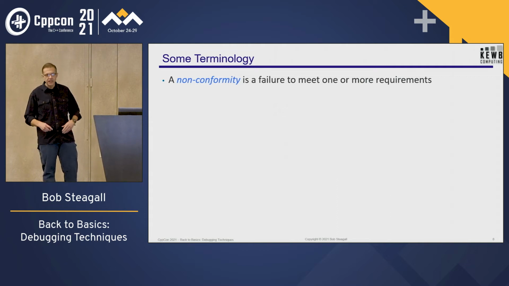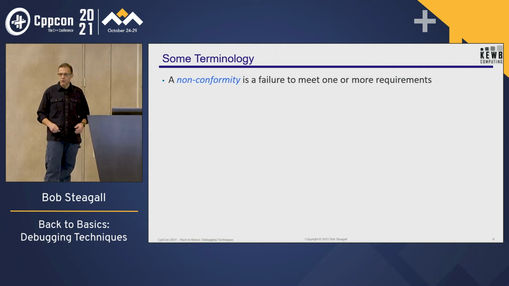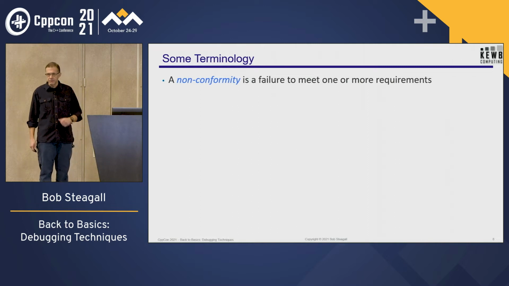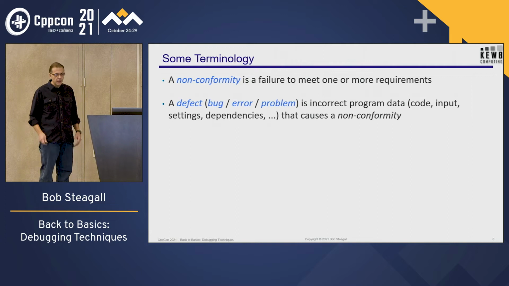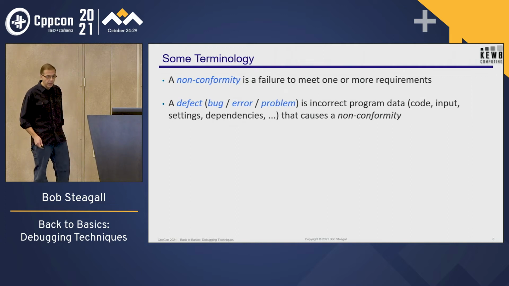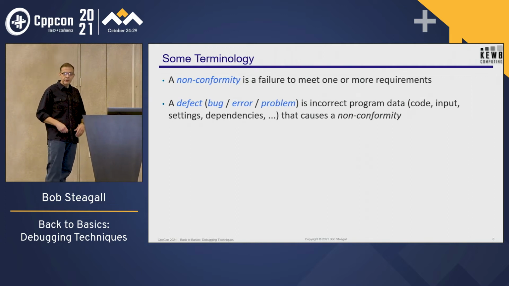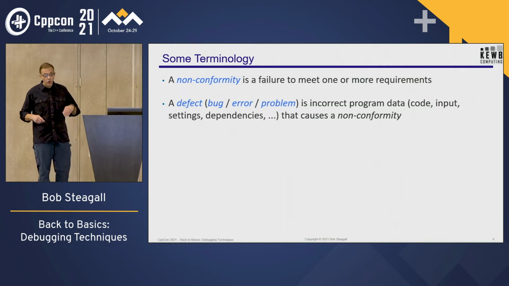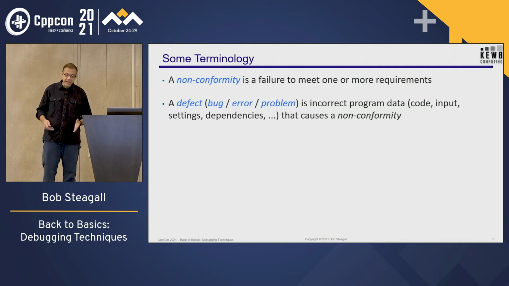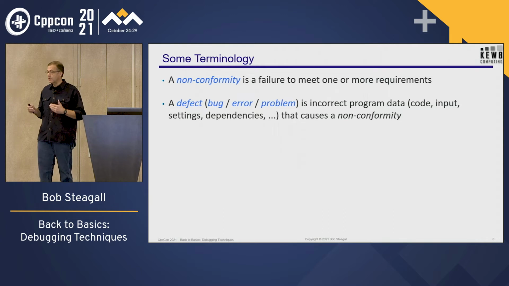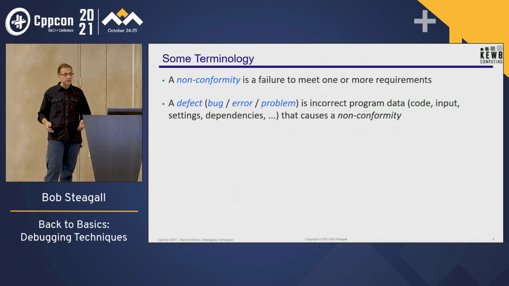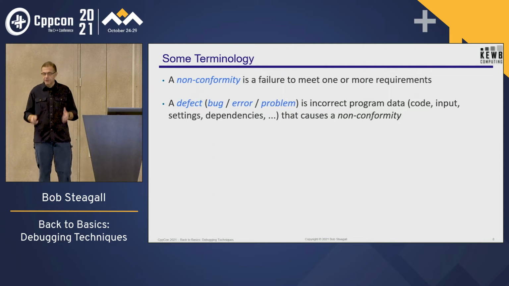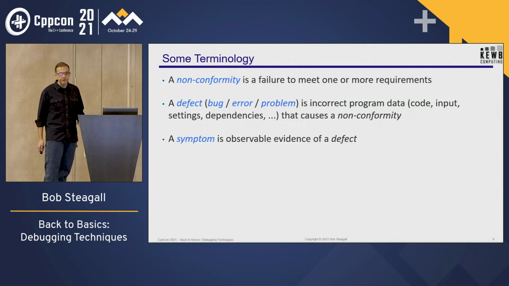And if you've ever studied any ISO quality systems or IEEE or IEC quality based literature, it's a very common definition. And I'm going to call it defect instead of bug. So a defect is incorrect program data or code or settings or dependencies that cause a nonconformity. It could be that the program is working correctly, but the configuration that you've sent it with has a bug in the configuration, right? All of these things can be thought of as defects.